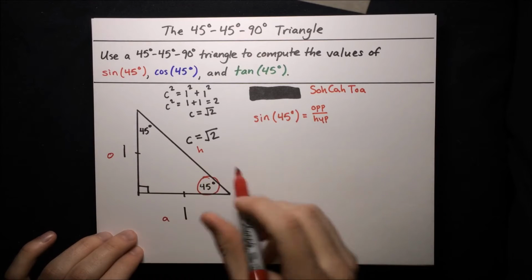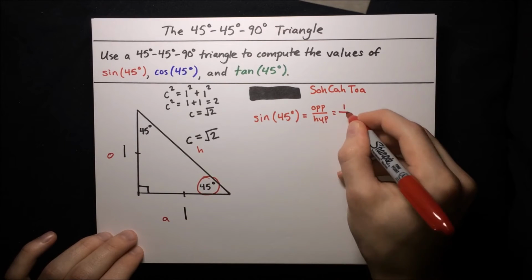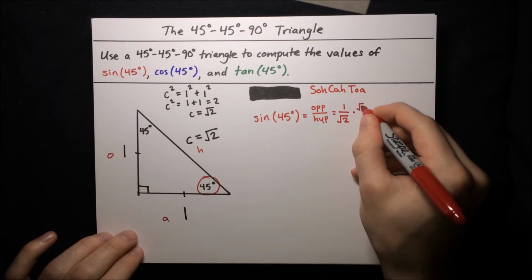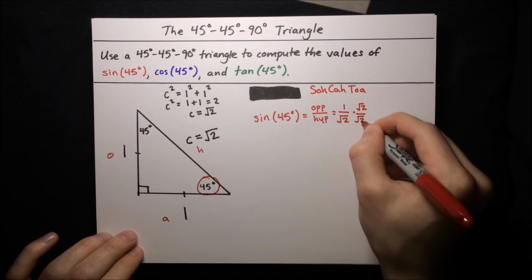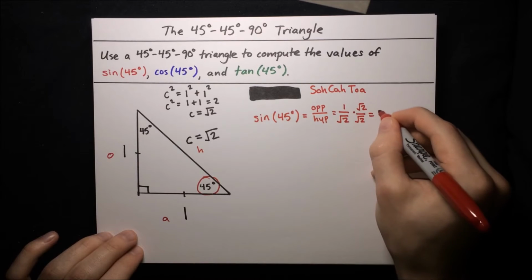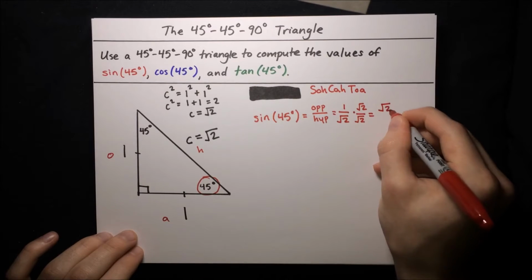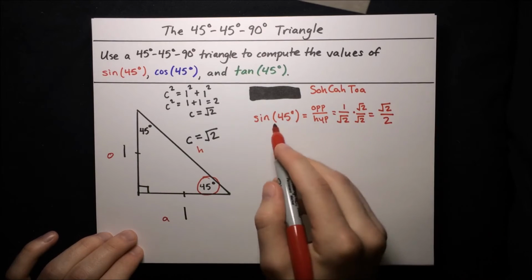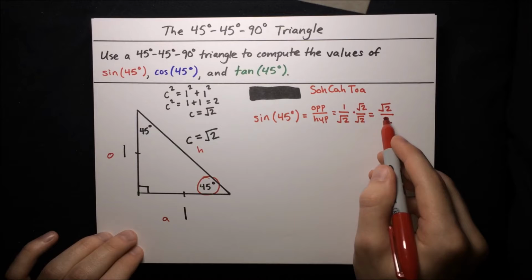So opposite over hypotenuse, so 1 over root 2, and then we can simplify that a bit, multiply top and bottom by root 2 to get rid of that radical in the denominator, and then we've just got 1 times root 2 is root 2, and then root 2 times root 2 is just 2. So sine 45 degrees is root 2 over 2.